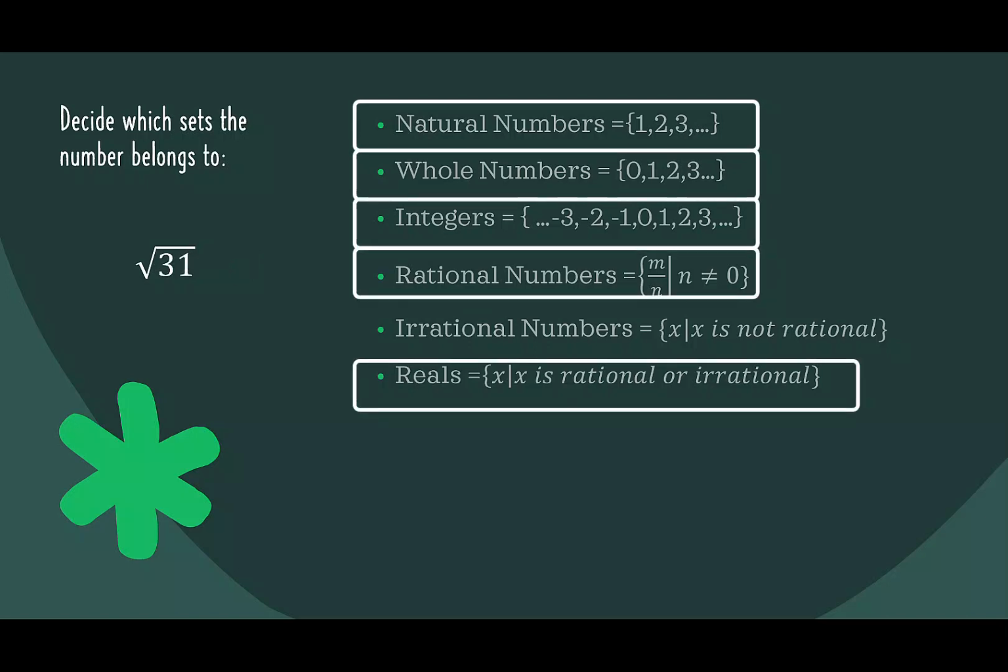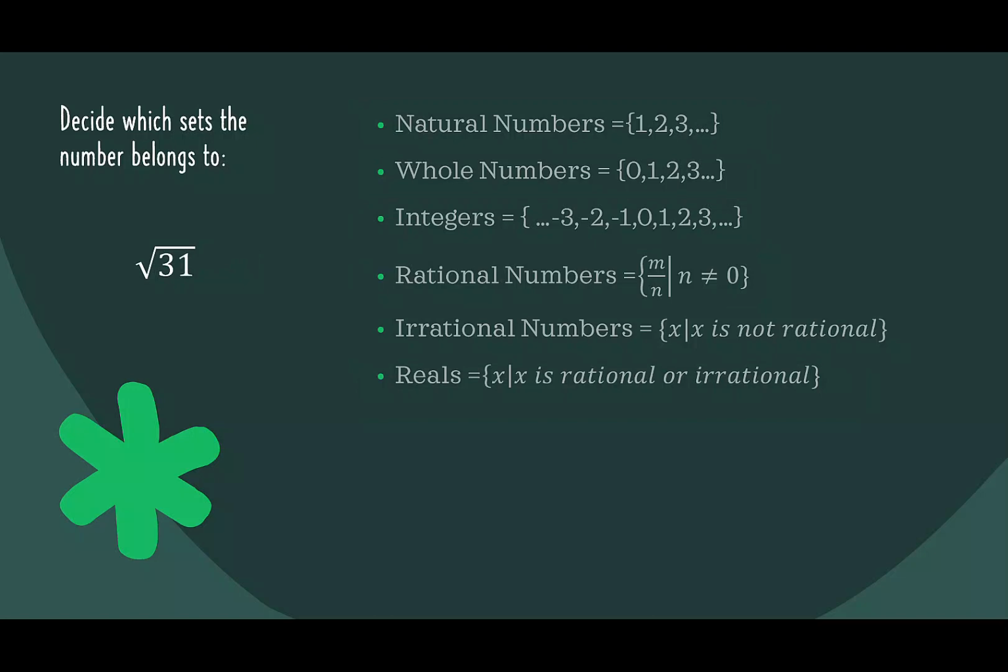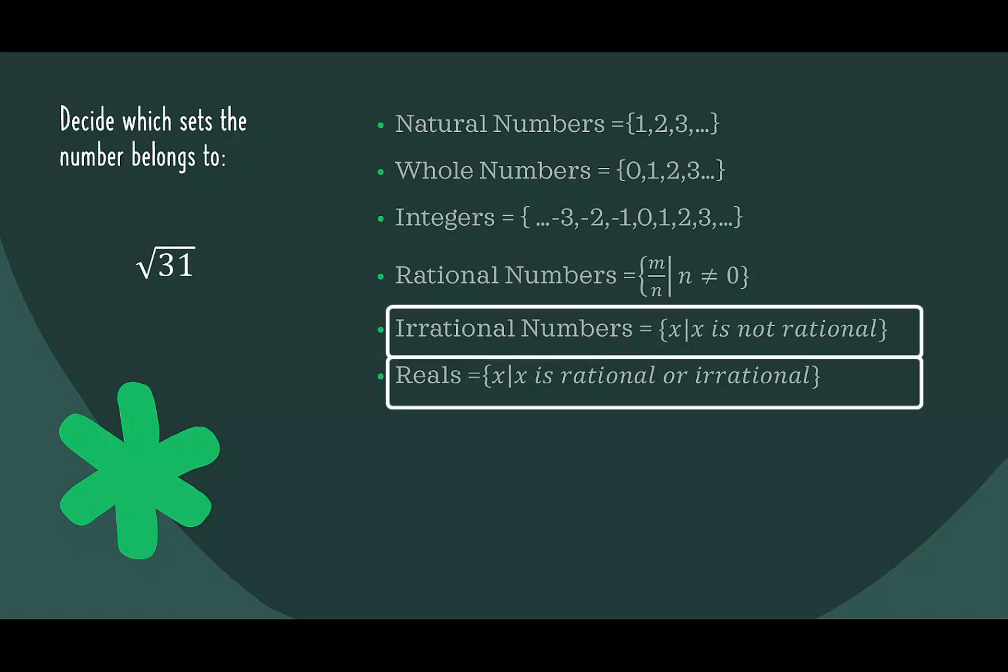real. Our last example, which is the square root of 31, cannot be simplified. This means it can't be expressed as a fraction or a decimal. That tells me the square root of 31 is an irrational and a real.